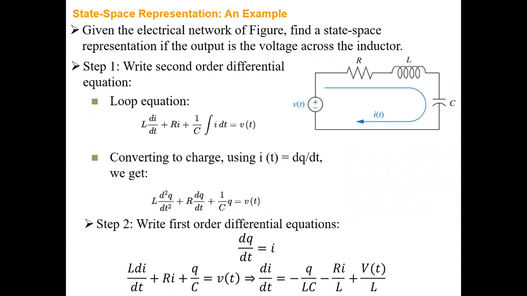All right, let's do one problem here. Our goal is to find the state space representation of this electrical circuit, if the output is the voltage across the inductor. This is what you are interested in, VL. So how do you represent this system in state space representation?